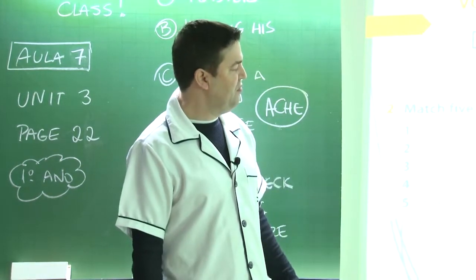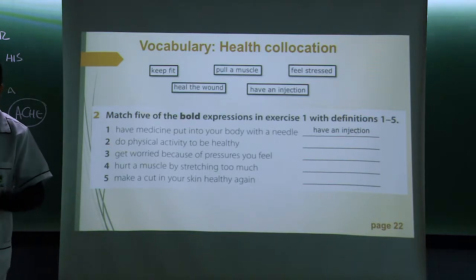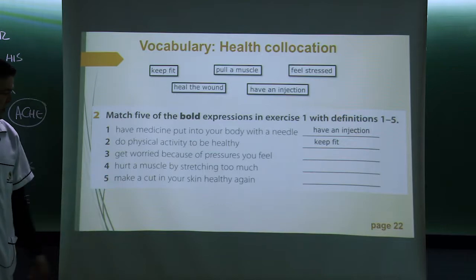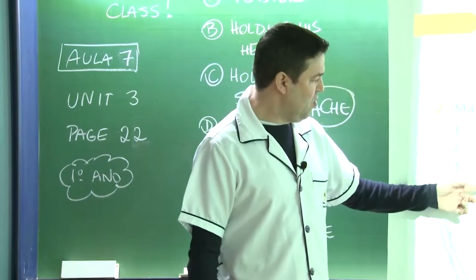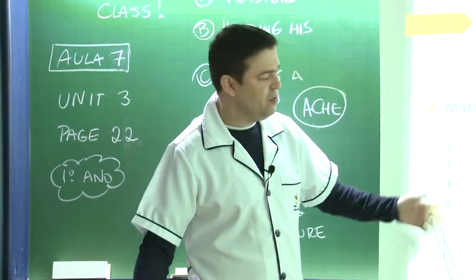So number 2 here, do physical activities to be healthy. Wow, okay, physical activities to be healthy is to keep fit, right? So when you do sports activities, you want to be good, you want to keep fit, right? Or sometimes lose weight. Number 3, get worried because of pressures you feel, right? It sounds like when you are under pressure, you feel a little bit stressed, yes? Worried means preoccupied, yes? Pressure is similar to Portuguese.